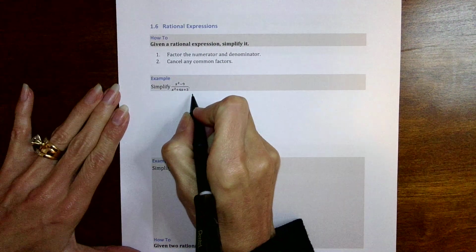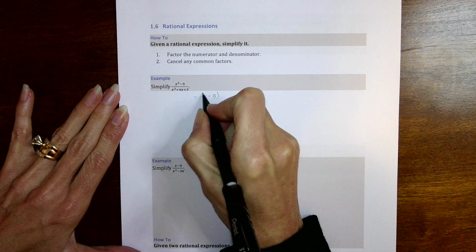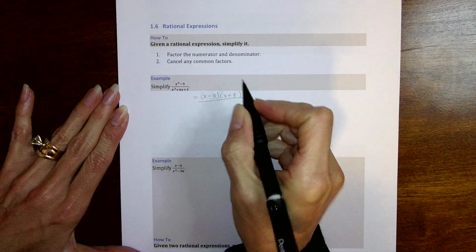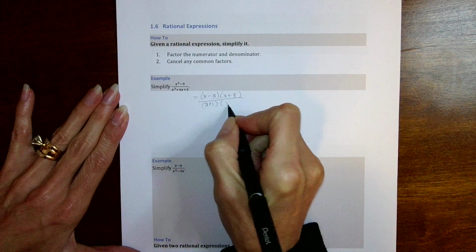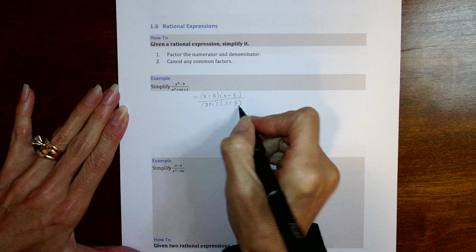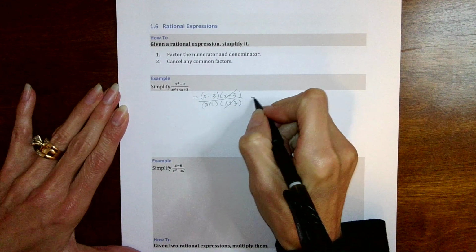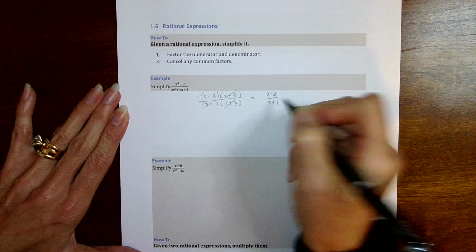Look at this here, this top goes to x minus 3, x plus 3, and this one goes to x plus 1, x plus 3, and then we cancel out what's on top and the bottom, and we get x minus 3 over x plus 1.